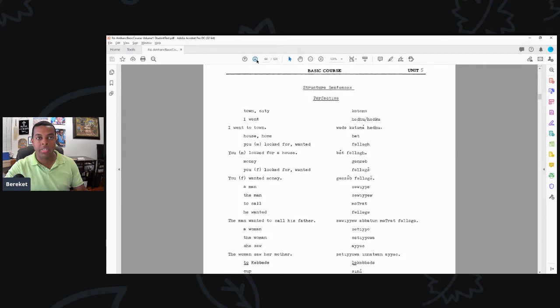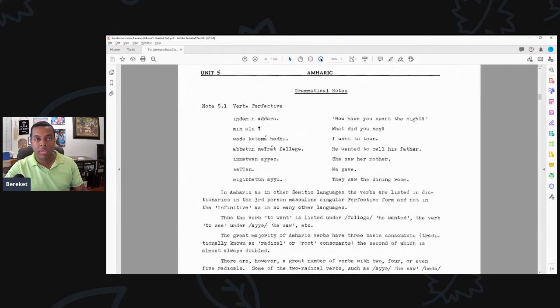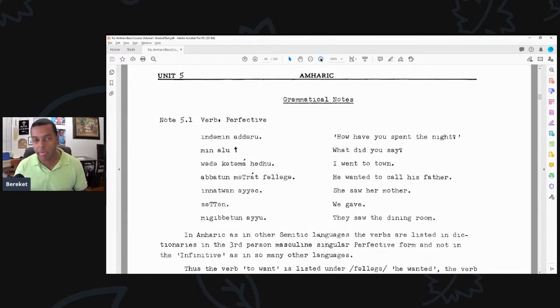Again, you'll see the structure sentences. We're going to start looking at this verb form called the perfective. This one's a pretty big one. It's similar to the simple past in English, where you're describing something that has been completed before now. So he went, you said, they laughed, they ate, we sang, anything like that. That's kind of the perfective form.